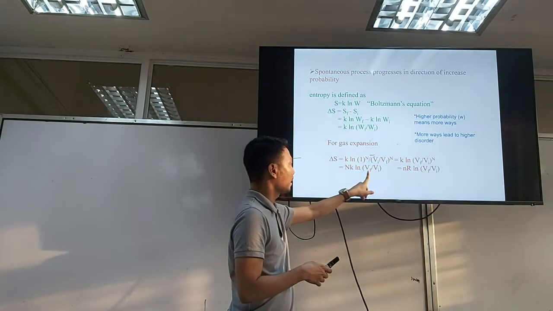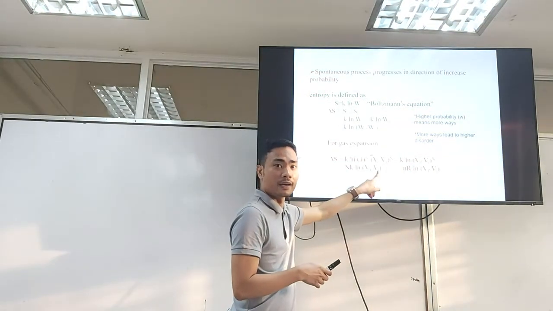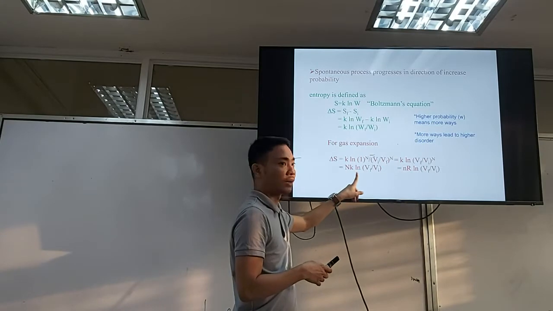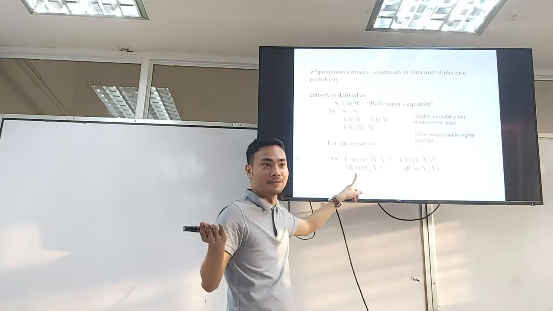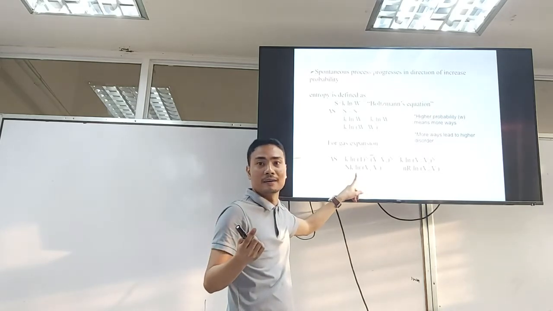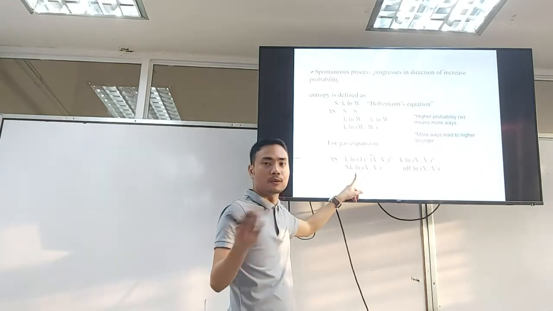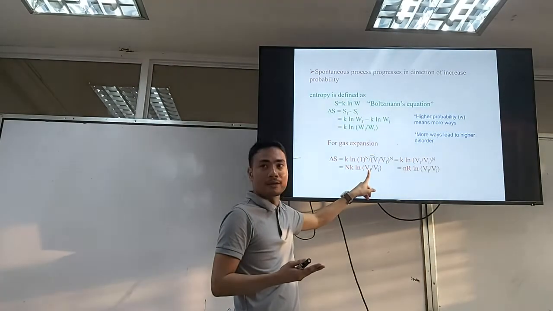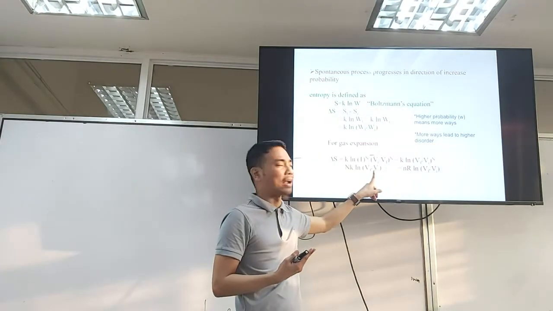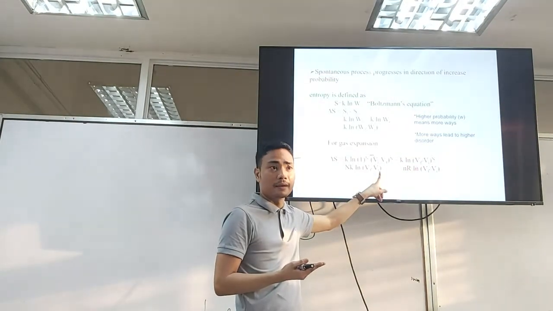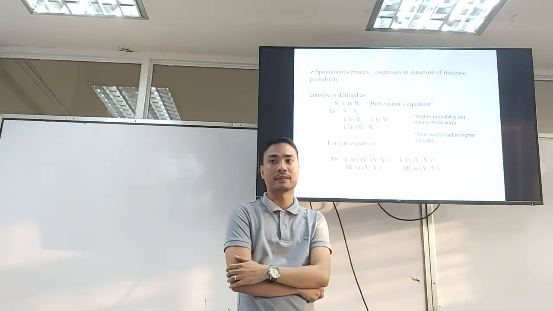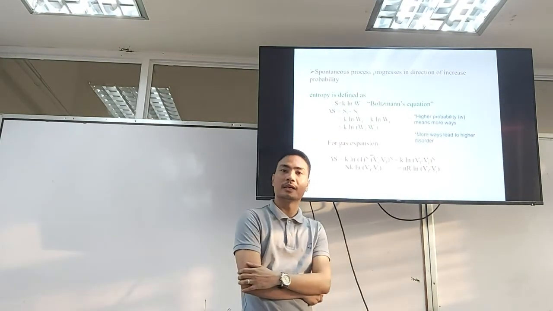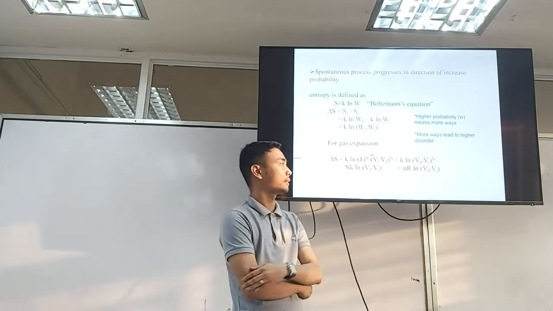Vf over Vi, mas malaki yung Vf kaysa sa Vi, ibig sabihin yung delta S mo is what? Positive. Which makes sense, di ba? Kasi nga, pag nag-expand, ang change ng entropy ay positive. Or there will be an increase in entropy. Kung compression yan, ano mangyayari dito? Vf is mas maliit compared sa Vi. So less than 1 ang value nito, ln of less than 1, it will give you a delta S of negative.